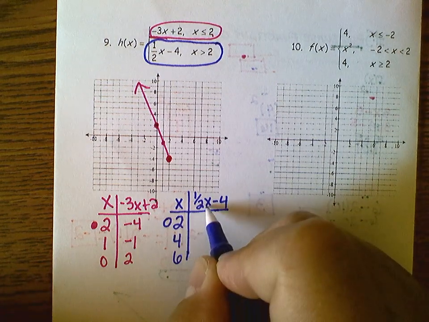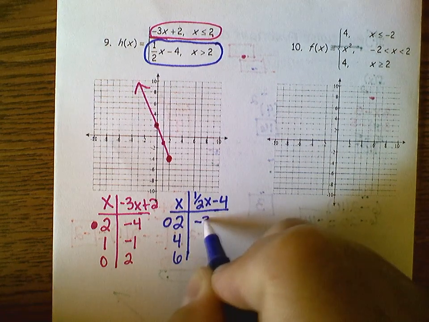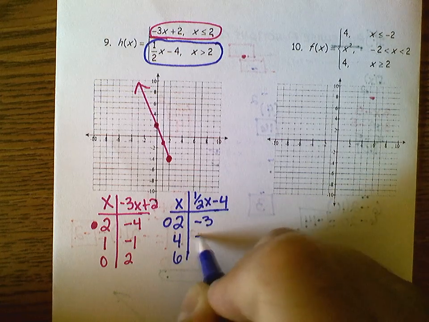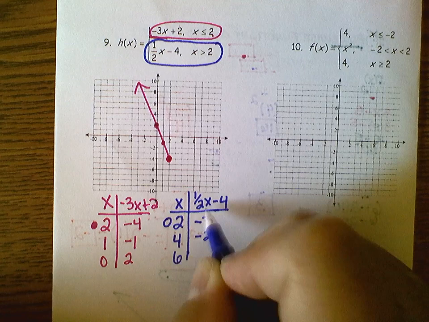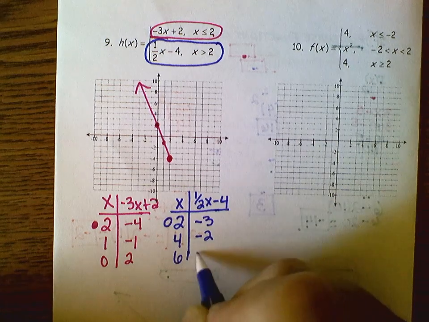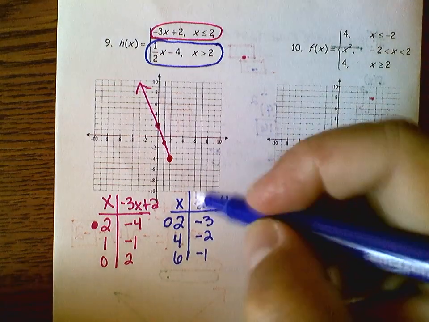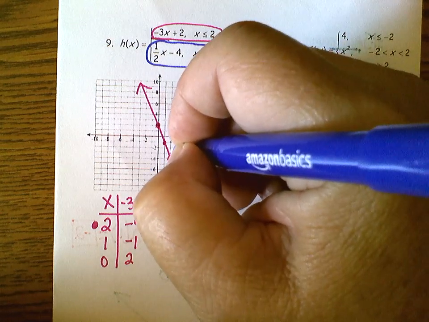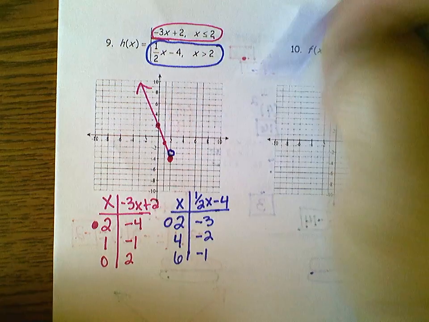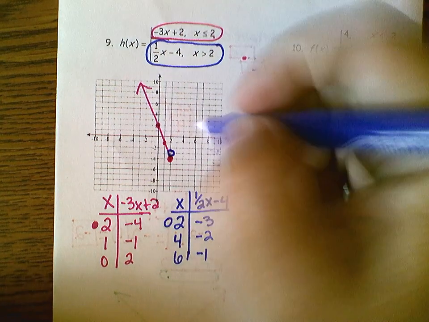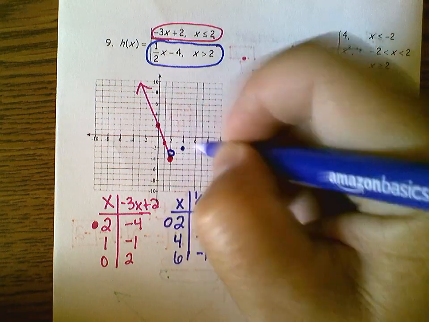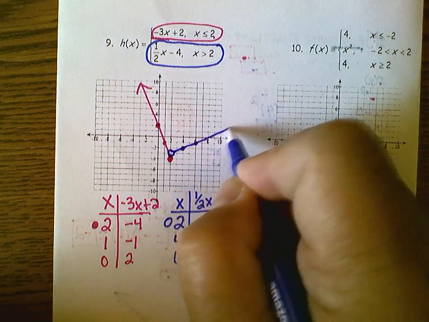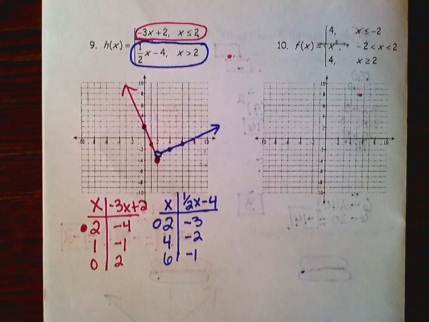So half of 2 is 1, minus 4 is negative 3. Half of 4 is 2, minus 4 is negative 2. And half of 6 is 3, minus 4 is negative 1. So I'll start with 2, negative 3, which is very close, so it's kind of hard to tell what I'm doing on my graph. 4, negative 2, 6, negative 1, and I will continue my graph that way.